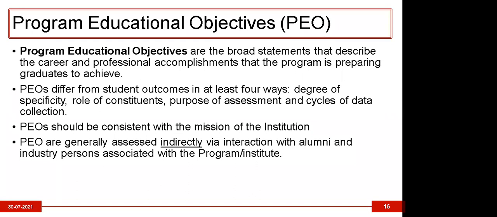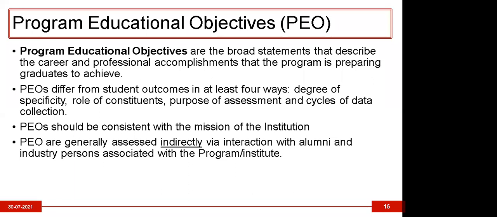So we have the program educational objectives, which are popularly called the PEOs. The PEOs are broad statements, as we already discussed earlier. They are broad statements describing the career and professional accomplishments the program is going to provide to the graduates. And next, they are going to differ from the student outcomes.